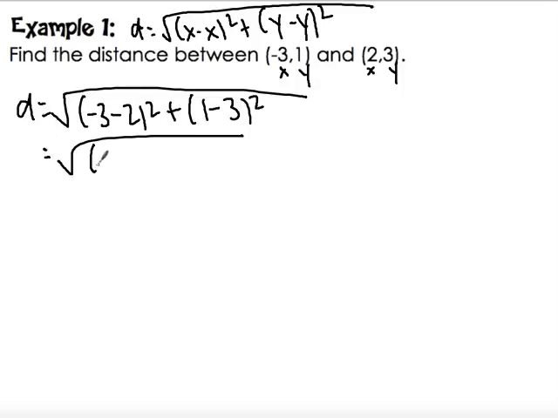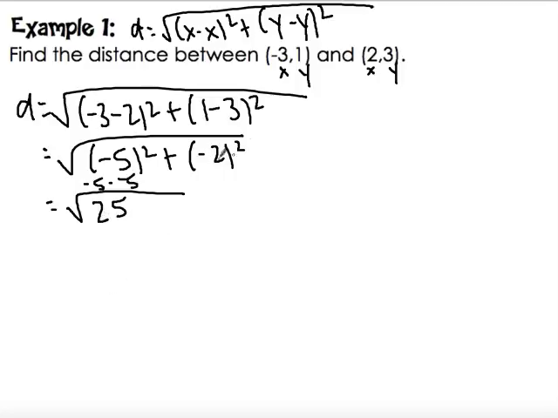Negative 3 minus 2 gives you negative 5. And 1 minus 3 gives you negative 2. Negative 5 squared is the same as negative 5 times negative 5, which would give you a positive 25. Negative 2 squared is the same as negative 2 times negative 2, which would give you a positive 4. 25 plus 4 gives you 29, so you've got the square root of 29. 29 is not a perfect square. And I also can't break down 29 in a factor tree.